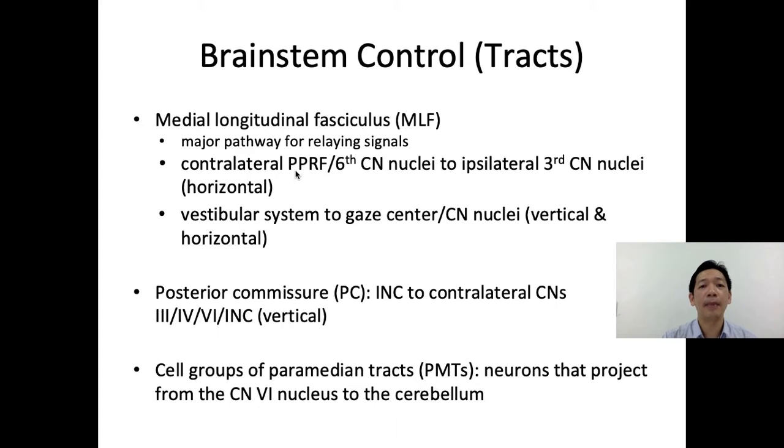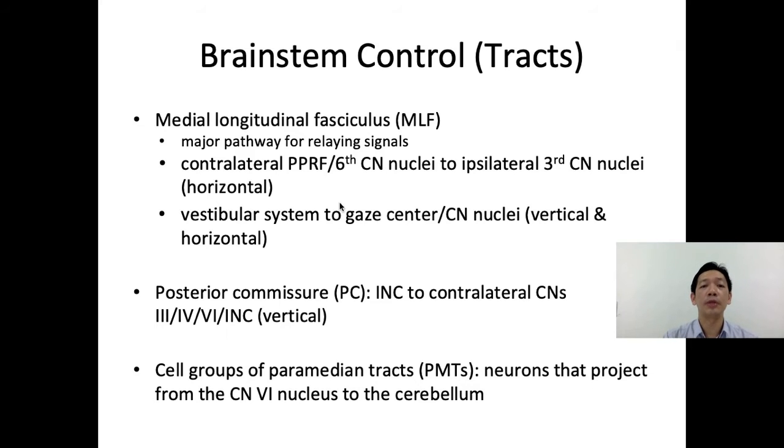Okay, this MLF you have to connect to your sixth cranial nerve, at the same time also go to the third cranial nerve. Okay, so most of the time, certain books actually mention that the signal goes to your PPRF. On the PPRF, you straight away go to the sixth cranial nerve first. Okay, at the same time, via your MLF, you go to your ipsilateral third cranial nerve. Okay, so this MLF is in charge of the movement at the end from your horizontal gaze center to tell your cranial nerve what to do.